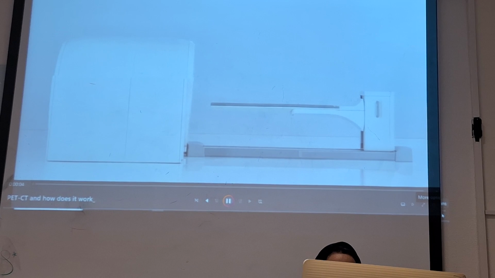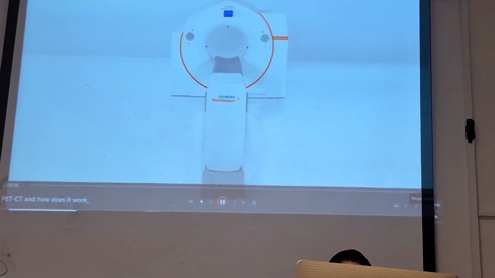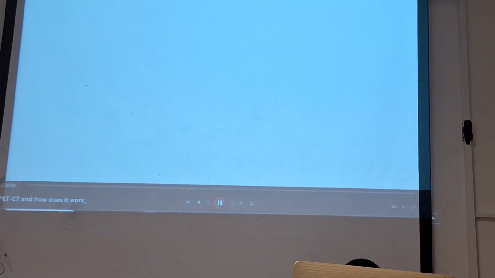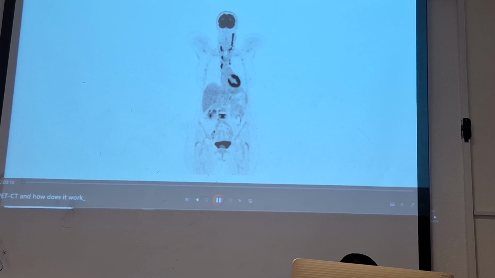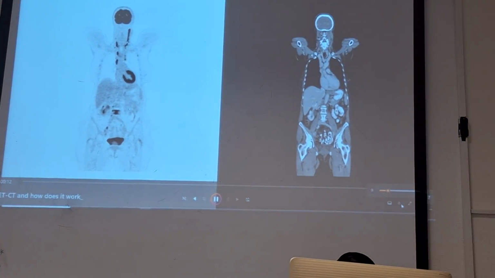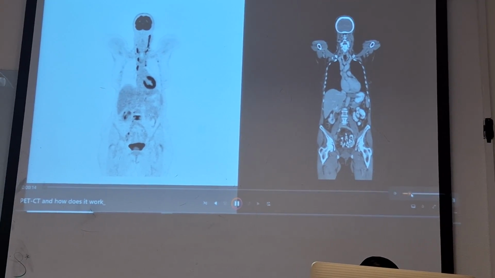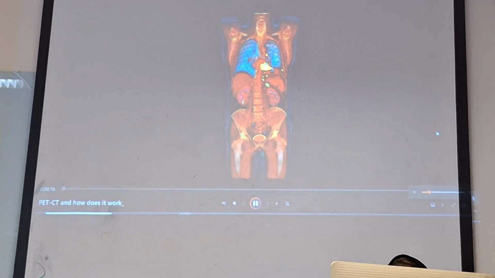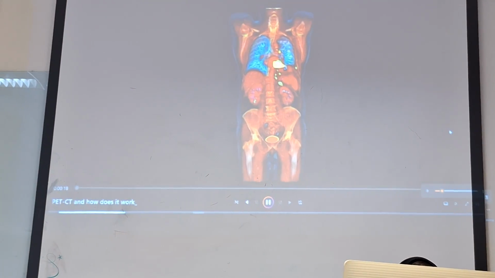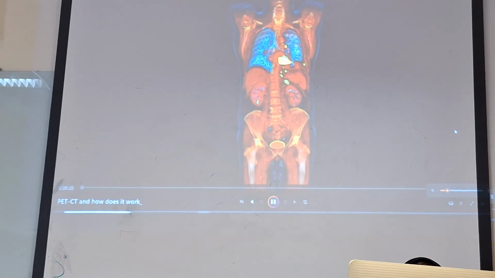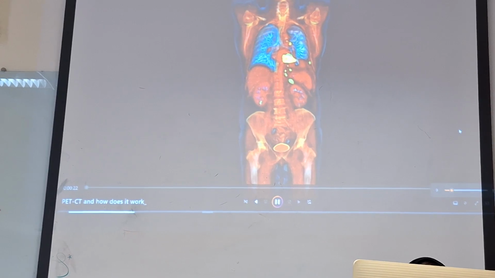PET CT combines two different imaging technologies in a single scan: positron emission tomography, or PET for short, and computed tomography, or CT. Together, they result in a highly sensitive test that allows physiological changes to be precisely localized and evaluated at an early stage.